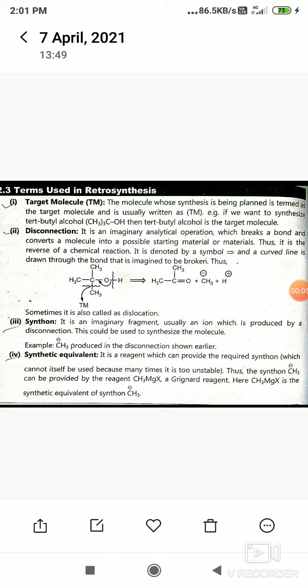Hello friends, today I will start retrosynthesis and its applications. First of all, terms used in retrosynthesis. First is a target molecule, second disconnection, third synthon, fourth synthetic equivalent, and last one is functional group interconversion.